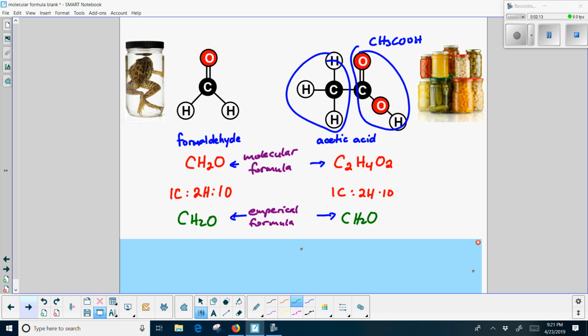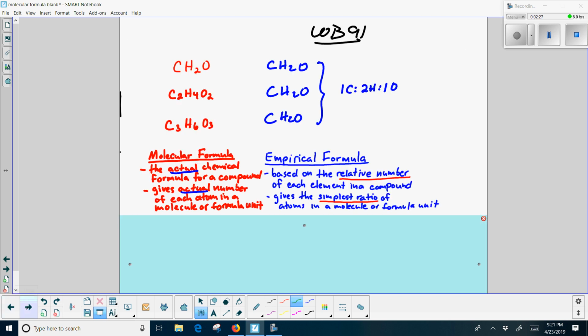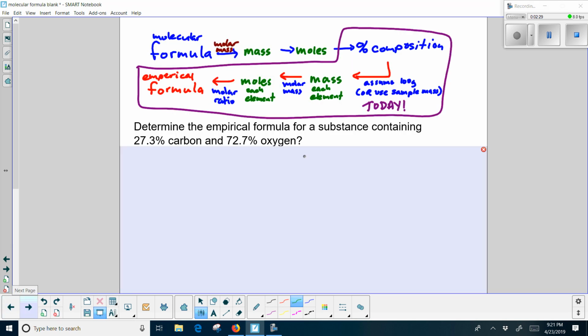Now, the reason is because both of these, even though they have a different molecular formula, have the same empirical formula. Remember, the empirical formula is the ratio of each element in here. So what we're going to now do is go backwards. We're going to use our percent composition to determine the mass of each element. Then we'll determine how many moles of each element are present, and then we're going to figure out our empirical formula. So we're going to start over here.